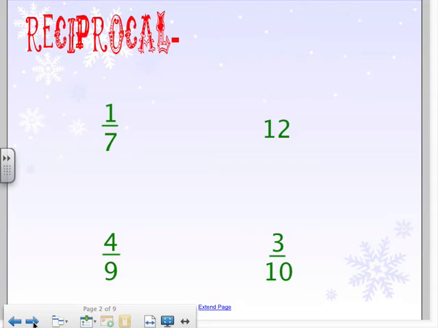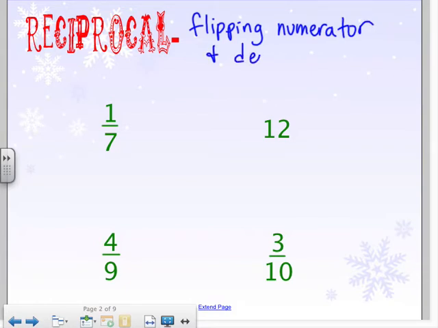Hopefully you've heard it before. So it just means flipping the numerator and denominator of a fraction, okay? So flipping the numerator and denominator, the top number and the bottom number, trading them up. This is going to be important for when we're dividing our fractions.